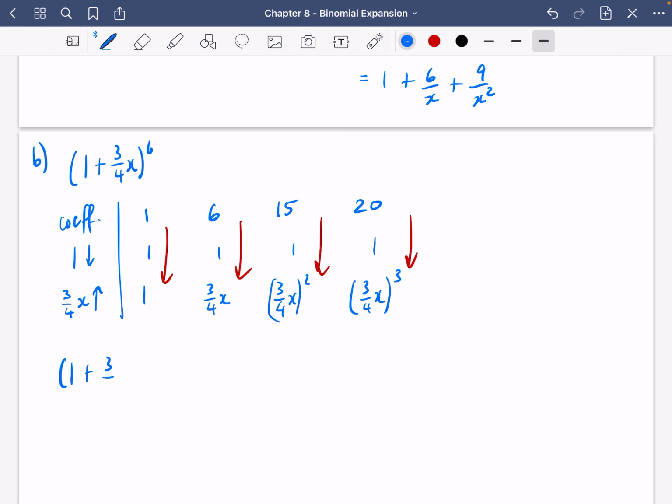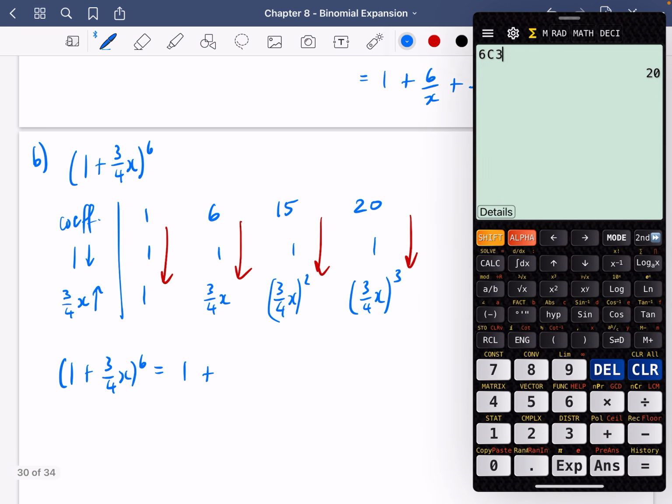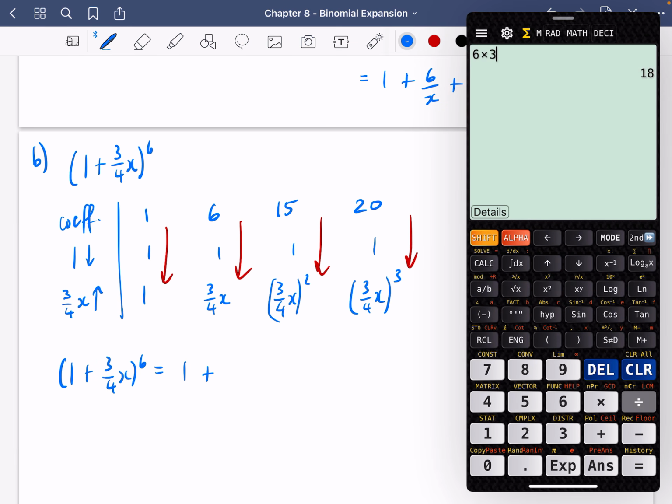So 1 plus 3/4 x to the power of 6. Those ones are going to be a 1. We're then going to have a 6 times 3/4. You can just type the fraction like a division, and that's 9 over 2x. Then I've got 15 times 3/4 squared, which is 135 over 16x squared. And then I'm going to do 20 times 3/4 cubed.